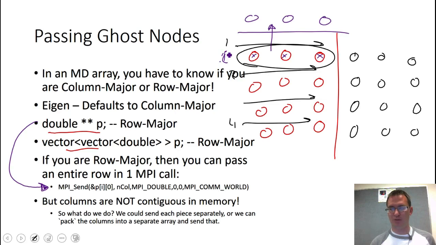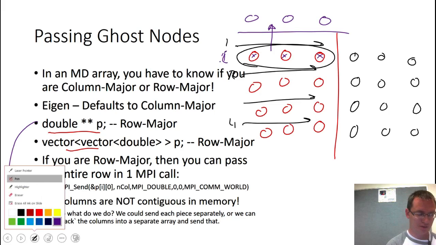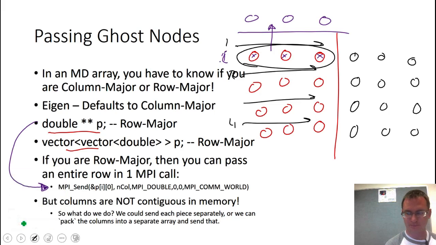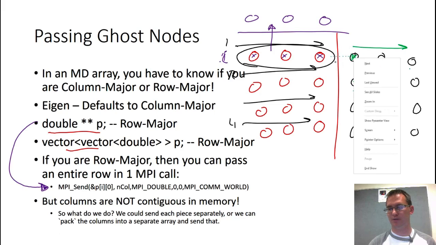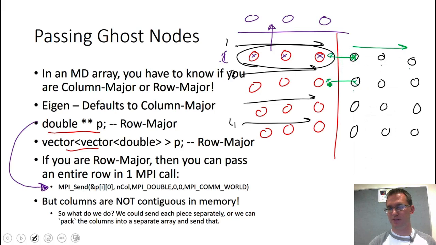However, we have a problem with the columns. The columns are not contiguous in memory. If we're doing row major, then they go like this, meaning this node is separated by 1, 2, 3 spaces in memory. And so, how are we going to handle this? You could send each node separately. You send, okay, I'm going to send you this node, and then this node, and then this node.